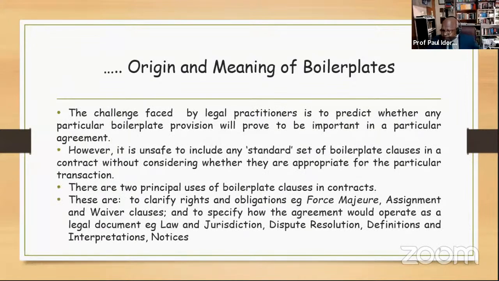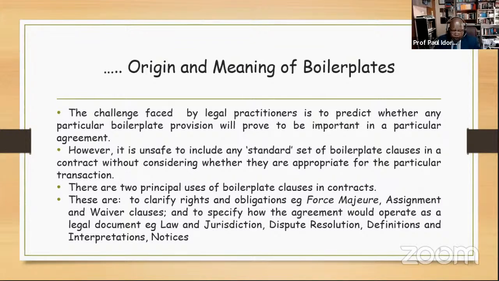Now, we as lawyers, we have a challenge. We have a challenge that there's no way of knowing the type of boilerplate that will arise in future. But my warning always: it is unsafe. It is very unsafe to include any standard set of boilerplates in your contract without considering whether they are appropriate for the particular transactions. One time, I want to emphasize, don't include any type of boilerplate in your contract without considering whether they are appropriate for the particular transactions.